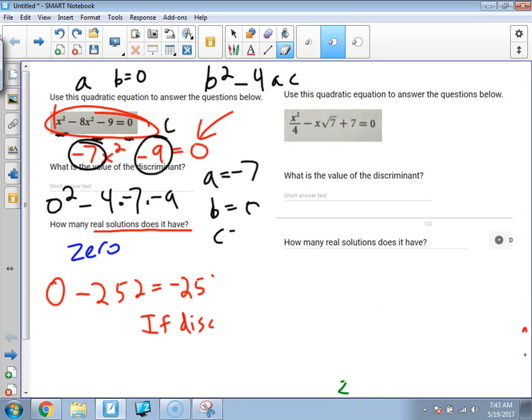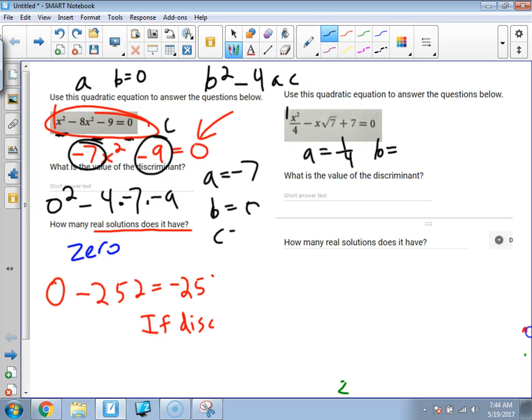It says, use this quadratic equation to answer the question below. Same idea. What is the value of the discriminant? b squared minus 4ac. In this problem, let's identify the a, the b, and the c. A equals the number in front of the x squared term. Yep, 1/4. Hopefully you were thinking 1/4. So a equals 1/4. This one's a little tricky because it almost looks like it has the number after the x, but it truly is the number attached to the x.